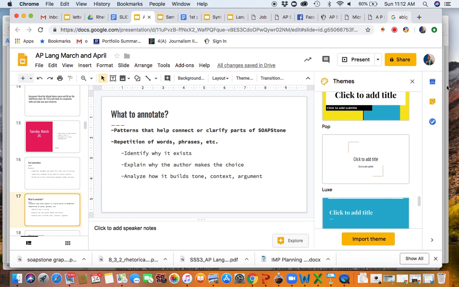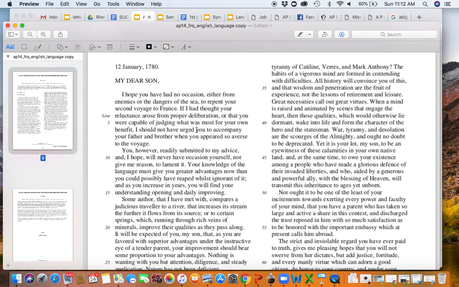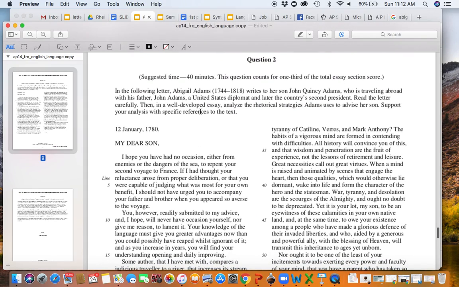For example, if we look at the Abigail Adams piece, the introductory information says, well, I guess that's not italicized. I always think it is, but it's not. In the following letter, Abigail Adams writes to her son, John Quincy Adams, who's traveling abroad with his father, John Adams, a United States diplomat and later the country's second president. Read the letter carefully, then, in a well-developed essay, analyze the rhetorical strategies Adams uses to advise her son.